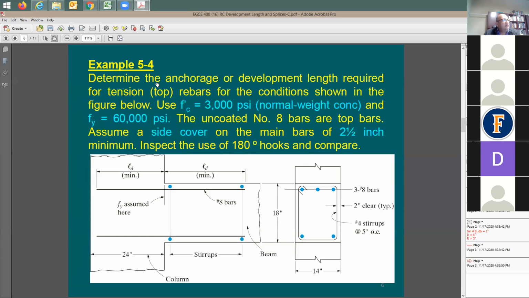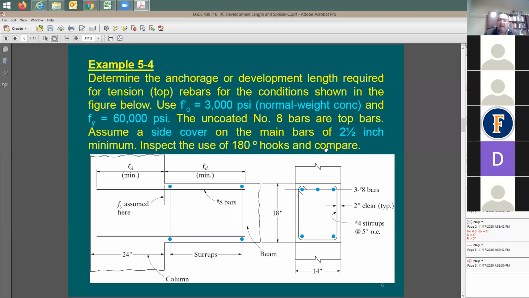One example says: determine the anchorage development length required for tension top rebars, and here are the conditions. 3,000 psi normal weight concrete, 60,000 psi for the steel, and uncoated number 8 rebars that are top rebars. Okay, top rebars uncoated, this is good. Then the epoxy factor is going to be equal to 1.0, and a side cover to the main rebars of 2.5 inches, and expect the use of a 180-degree hook and compare.